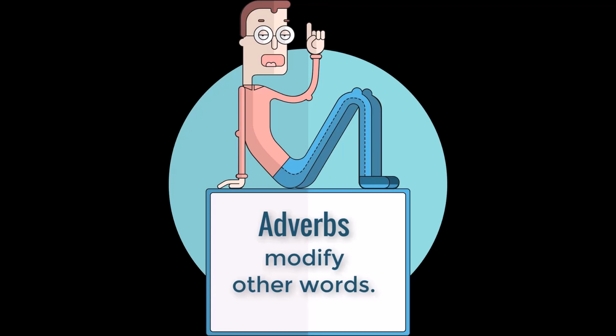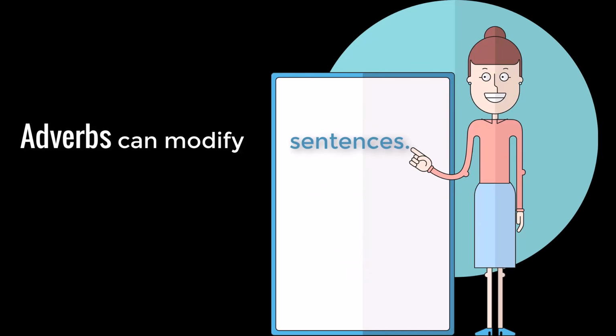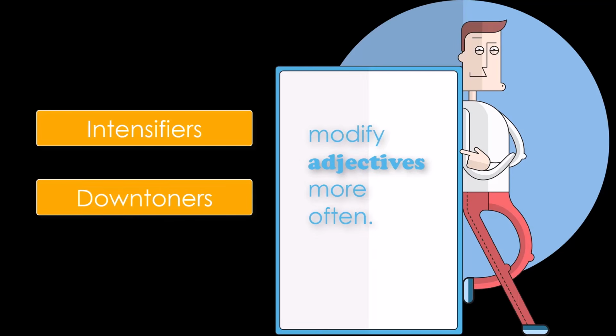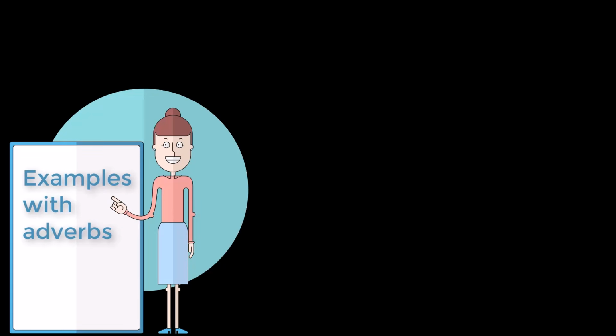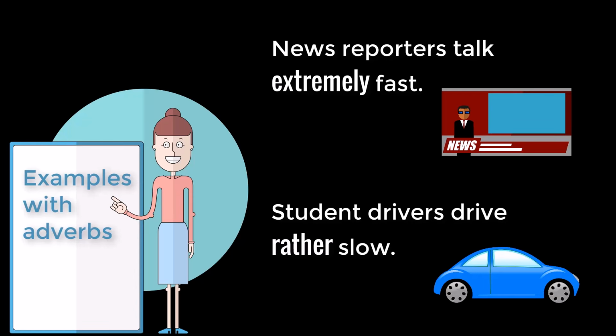Let's remember that adverbs modify other words. More specifically, adverbs modify adjectives, verbs, and other adverbs. There are even adverbs that can modify whole sentences. Intensifiers and downtoners can modify adjectives and adverbs, but more often we use them with adjectives, so those are the combinations I'm focusing on here in this lesson. But I do want you to be able to recognize intensifiers and downtoners before other adverbs. For example, news reporters talk extremely fast. Student drivers drive rather slow.